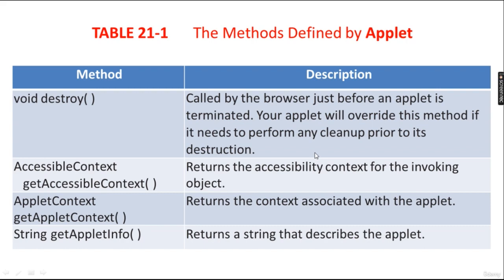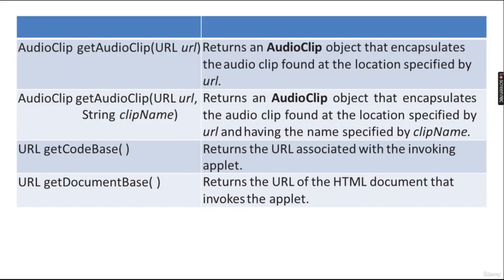First method is void destroy, called by the browser just before an applet is destroyed or terminated. Your applet will provide this method if it needs to perform any cleanup prior to its destruction. Okay, any cleanup means anything that it wants to do before the destruction. AccessibleContext getAccessibleContext returns the accessibility context for the invoking object. AppletContext getAppletContext returns the context associated with the applet. String getAppletInformation returns a string that describes the applet.